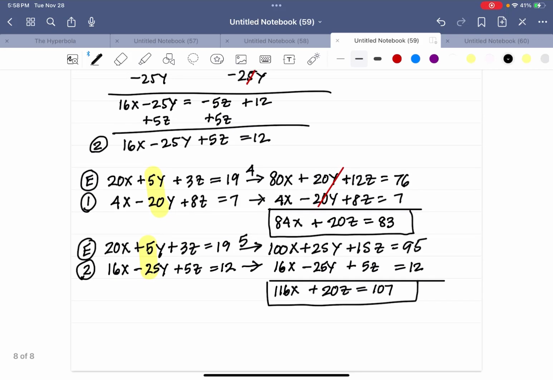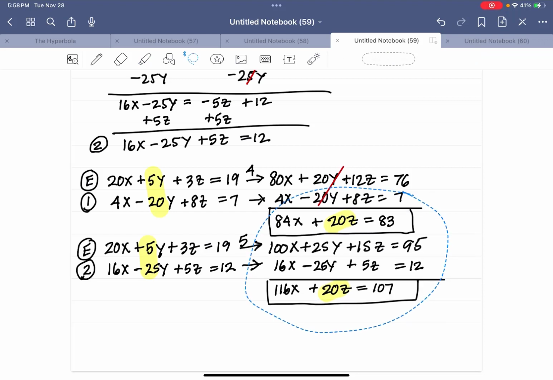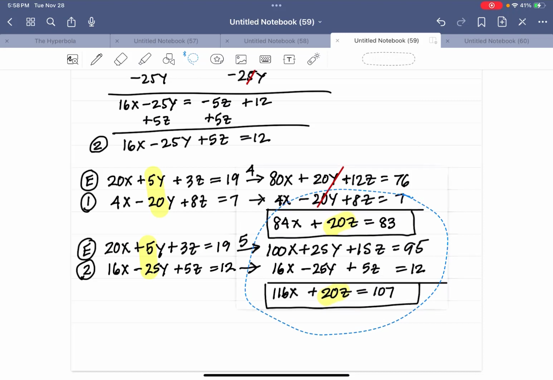Now take a look. This is going to work out nice because look, this is a 20 and this is a 20. So if one of those was a negative 20, we could add them together to get our x value. So let me copy these and take it to a new page.